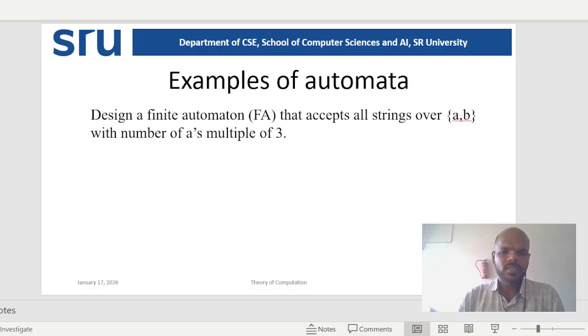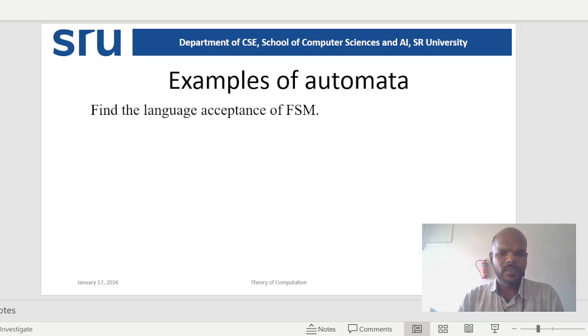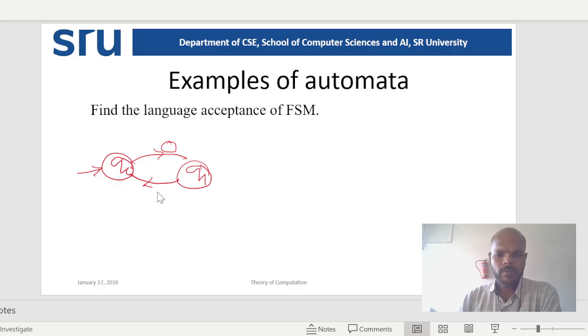So this we already did, right? Now find the language accepted by this finite automata. I am writing one example. Try to find the automata. Q0, Q1. Q0 is the starting state, with 0 transitions. You make Q1 the final state.